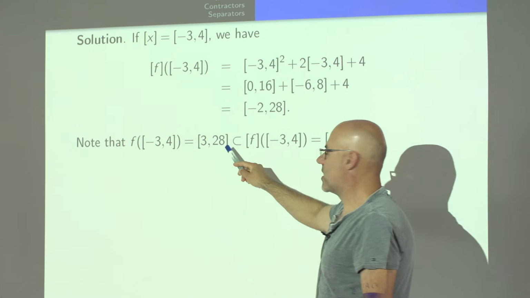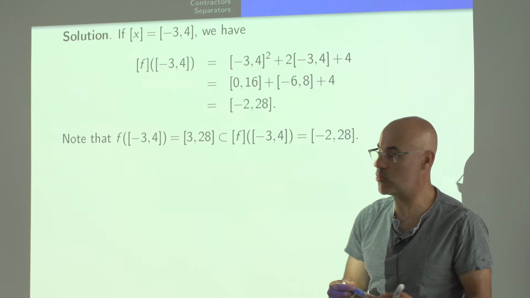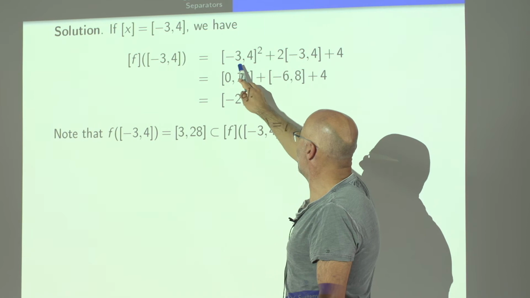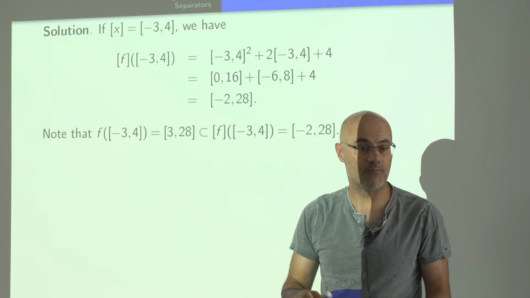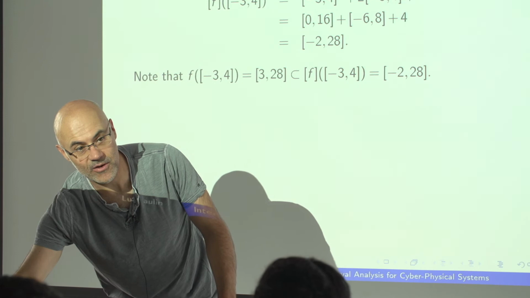So it is a dependency problem. When I compute within interval, I am pessimistic because the values I consider here are treated as independent from this one. It is called the dependency problem or effect. But I have the guarantee, and it's important to be guaranteed to enclose all values.